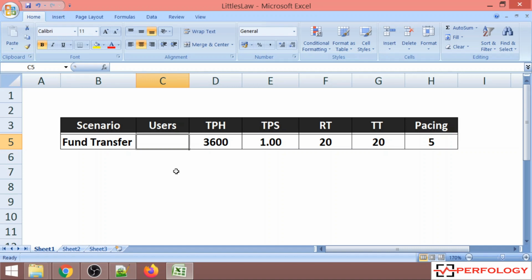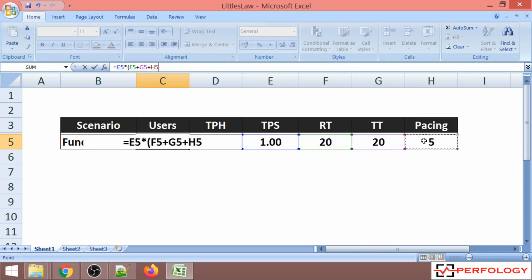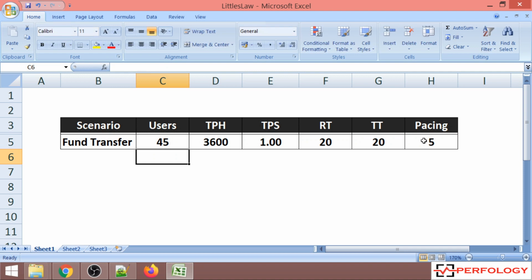As per Little's law, users is equal to TPS times, I will also specify a bracket over here, response time plus think time plus pacing. So the value of users comes to 45, which means I will have to do a load test with 45 users to achieve 3600 transactions in an hour.